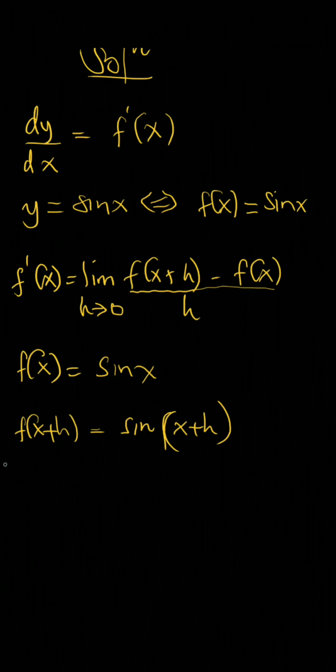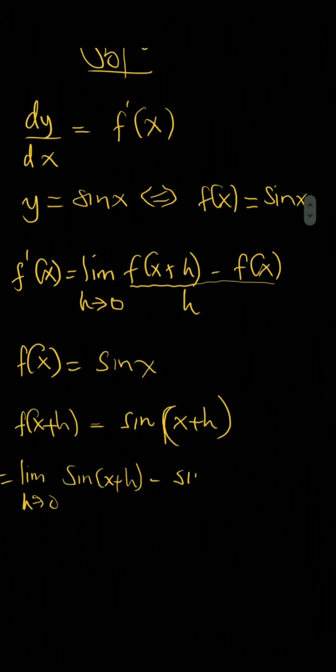So this will be our derivative, which is f prime of x, will be equal to the limit as h approaches 0 of where there is f of x plus h. You're going to substitute sine open brackets x plus h, then you subtract the function itself, which is sin x, then you divide by h. Okay, so this is what we get.